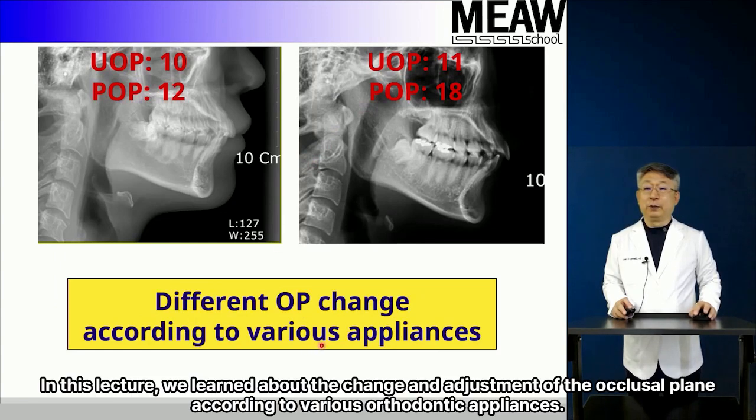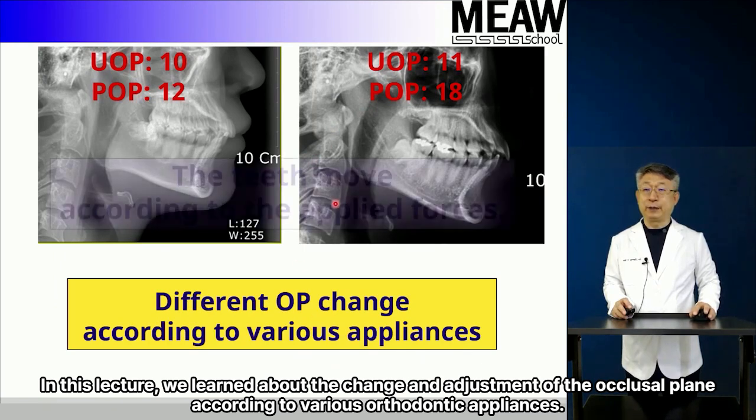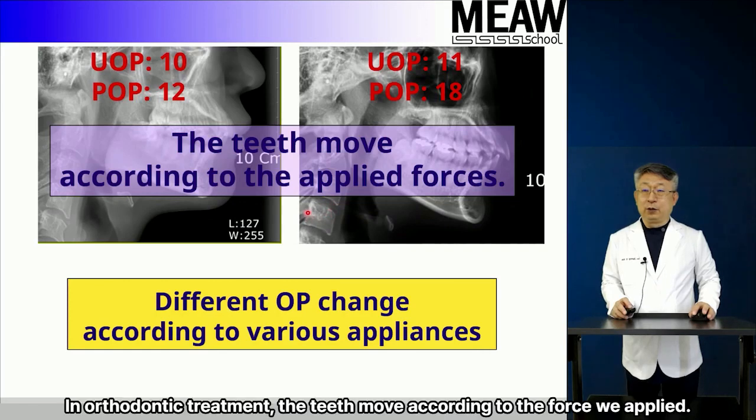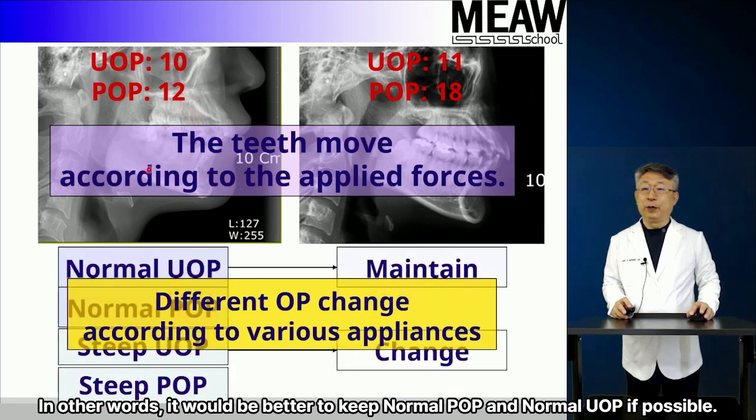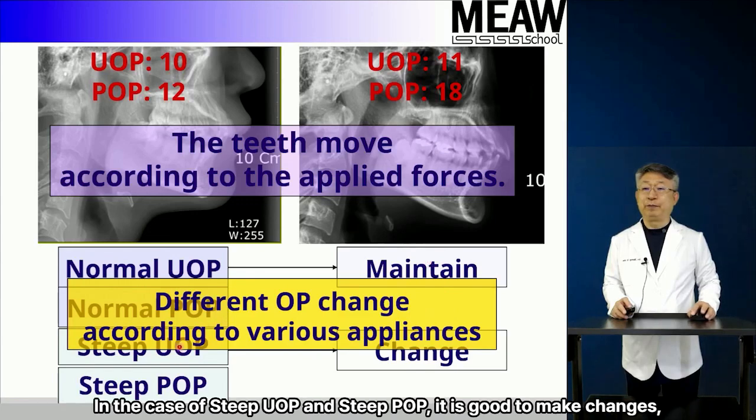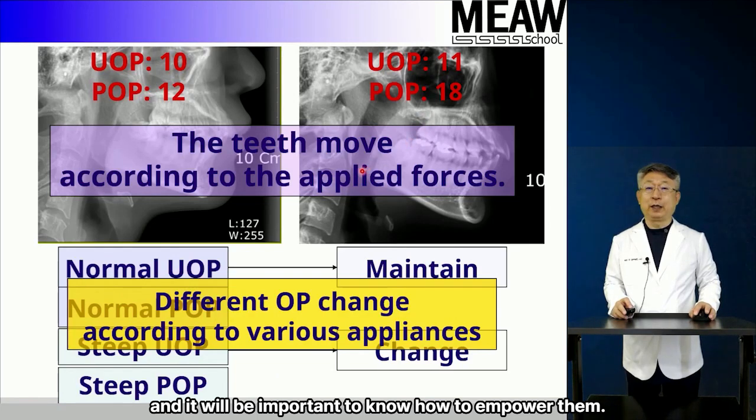In this lecture, we learned about the change and adjustment of the occlusal plane according to various orthodontic appliances. In orthodontic treatment, the teeth move according to the force we apply. In other words, it would be better to keep a normal POP and normal UOP if possible. In the case of steep UOP and steep POP, it is good to make changes, and it will be important to know how to do so.